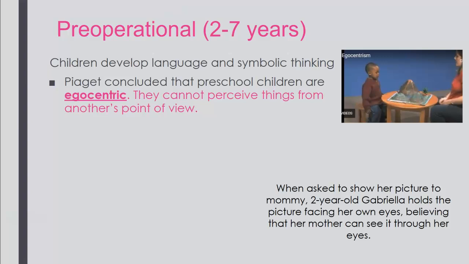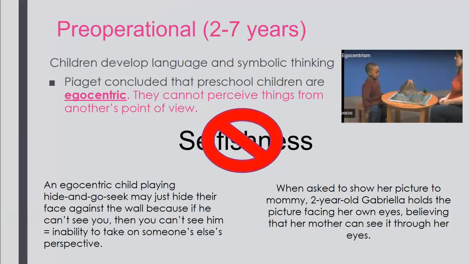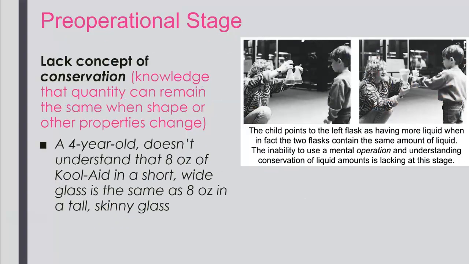The pre-operational stage: the primary characteristic of this stage is that children are egocentric. We don't mean that they are selfish. We mean that they cannot perceive things from another point of view. We watched that video with the little boy in the volcano, and he could not see the lady's point of view, only his own. So that's from about 2 to 7 years old.